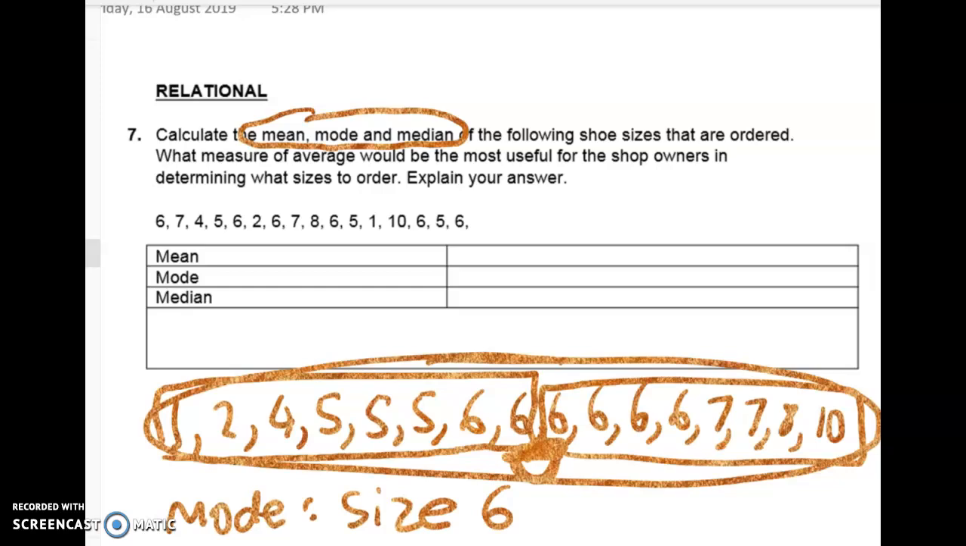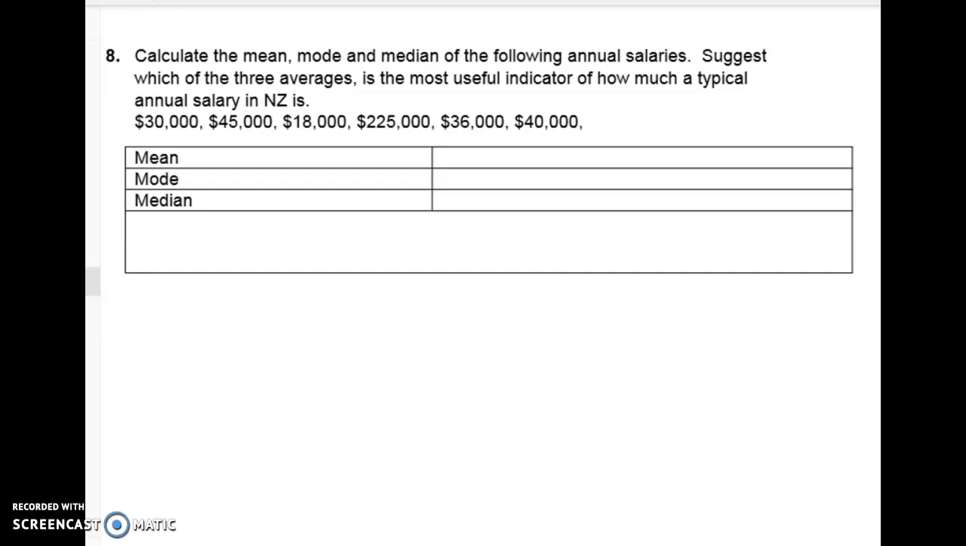Okay, so that's question 7 done. On to question 8, which is very similar in format. We have to calculate the mean, mode, and median, and then we have to say which one is the most useful indicator. So I really like this question because it illustrates one of the problems we get when we use the mean to measure the centre.